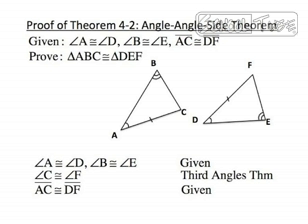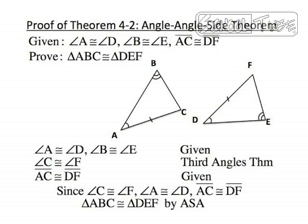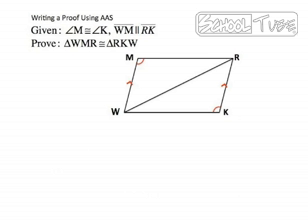So now, since we know that angle C is congruent to angle F, and that angle A is congruent to angle D, and segment AC is congruent to segment DF, we can say that triangle ABC is congruent to triangle DEF by angle side angle. So by using the angle side angle postulate, we have just proven theorem 4.2, the angle side theorem. So now let's write a proof using angle side.